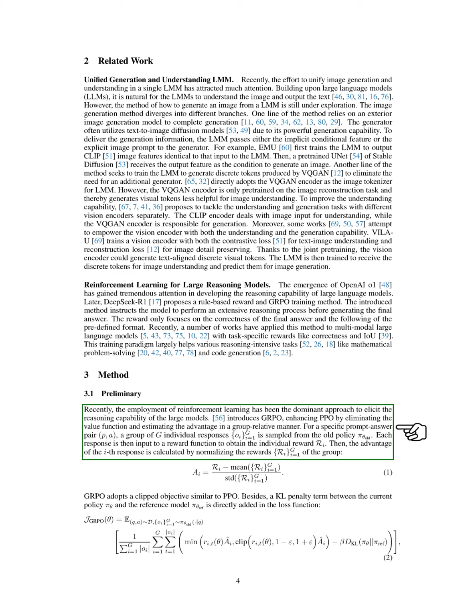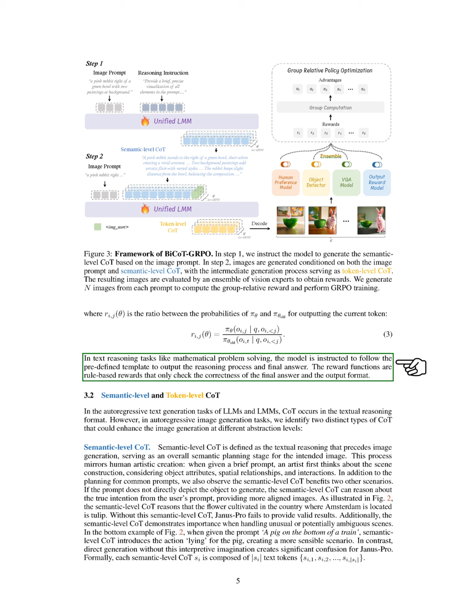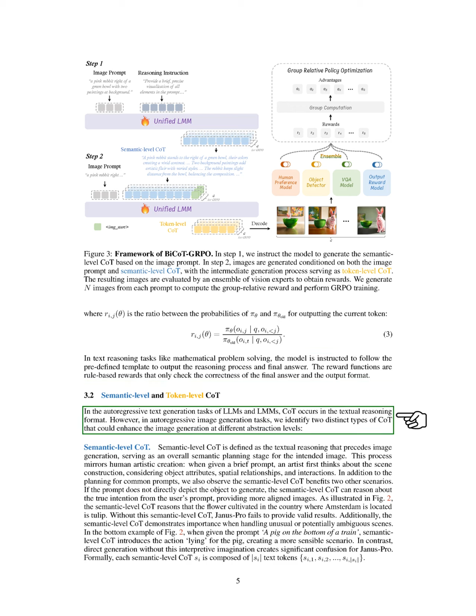In text reasoning tasks, such as mathematical problem solving, we instruct the model to follow a predefined template for reasoning and answering. The reward functions are based on rules that check the correctness of the final answer and the output format. We also examine the concept of chain of thought, CoT, in autoregressive text generation tasks.